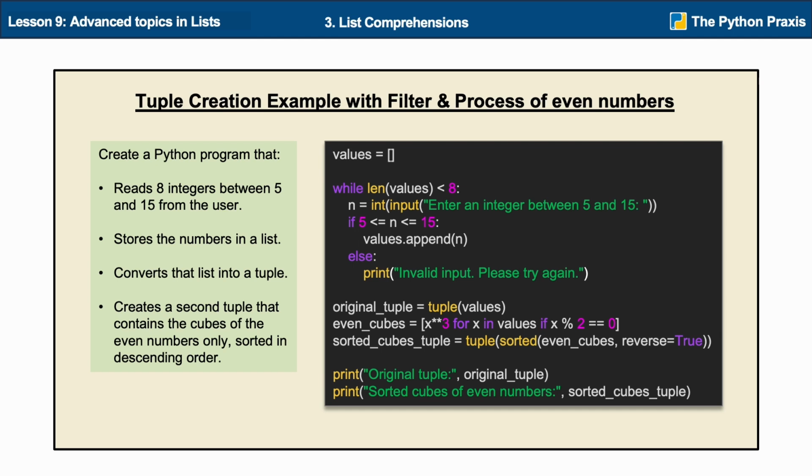The next line after the loop converts the list to a tuple using the tuple constructor. In the next line, we create a list named even cubes, containing the cubes of only the even numbers from the values list. Then using the tuple constructor, we create a tuple with the elements of the even cubes list sorted in descending order. The last two lines print the original tuple and the sorted cubes tuple.